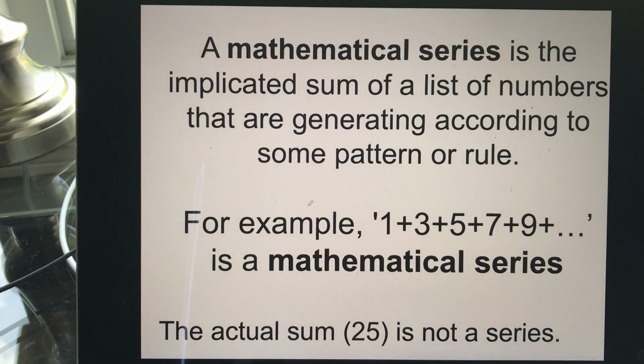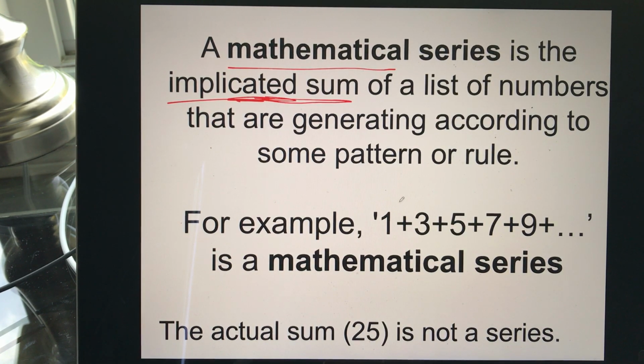But actually, we're going to use that word series and look at it mathematically. So a mathematical series is what we call the implicated sum. Now this is a little bit weird. It's a notation thing. Implicated means it's implied, the sum of a list of numbers that are generated according to some pattern or rule.